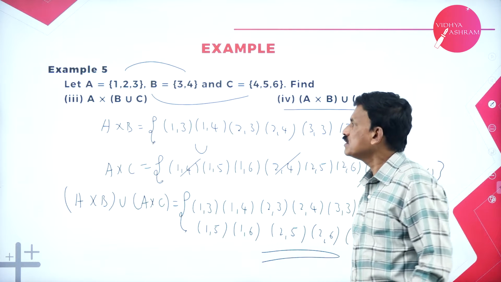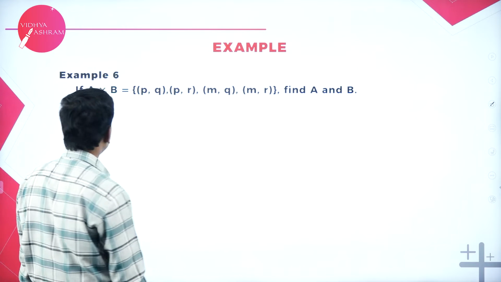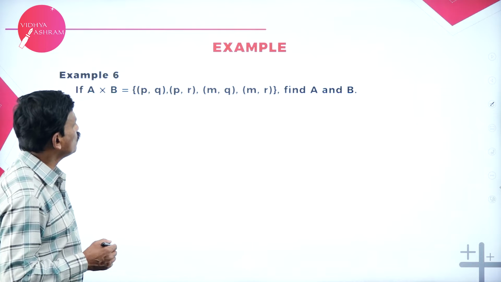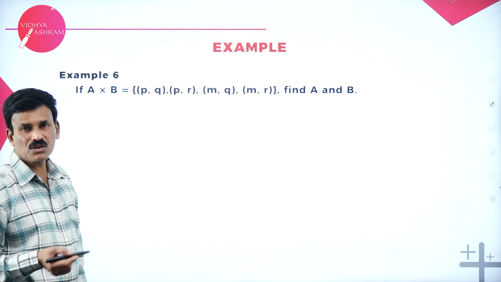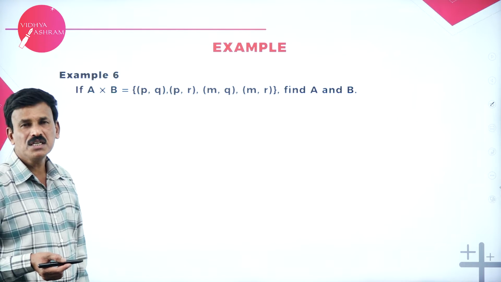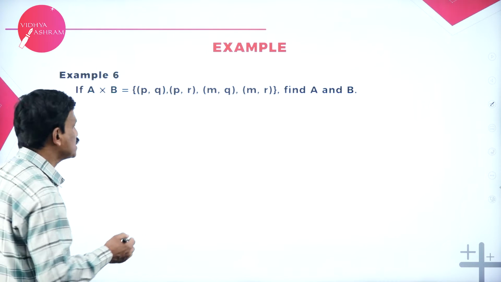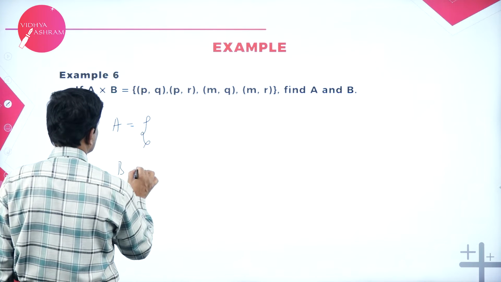Now let's come to the next problem. Now what is given here? If A cross B is equal to P comma Q, P comma R, M comma Q, M comma R, find the elements of A and B. Here the Cartesian product is given. We have to find the elements of the set A and elements of the set B.